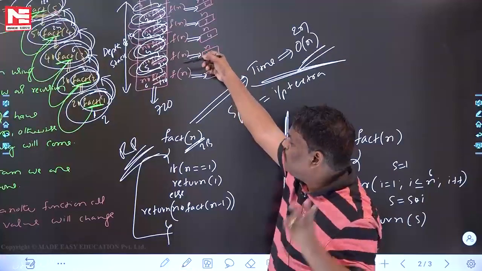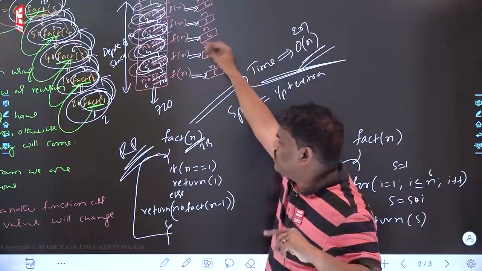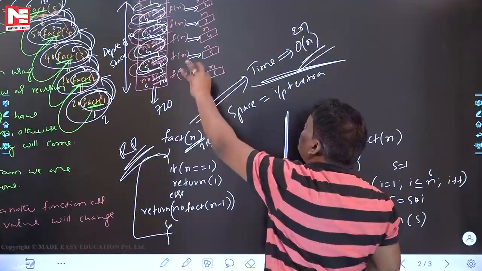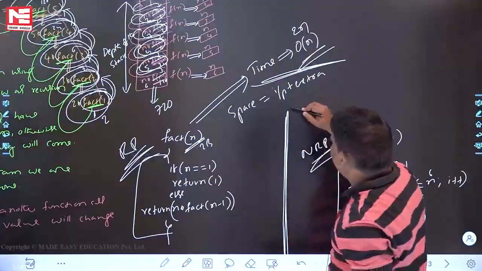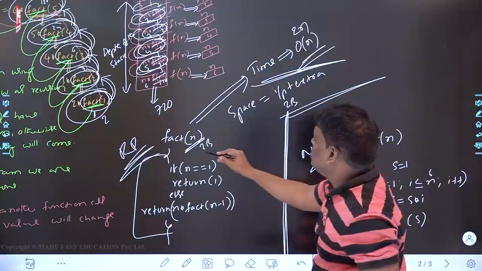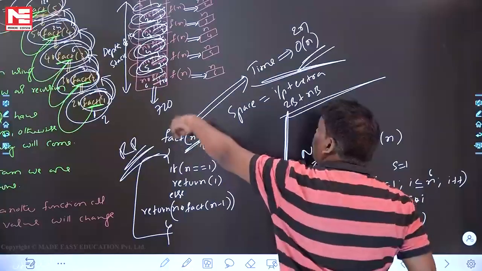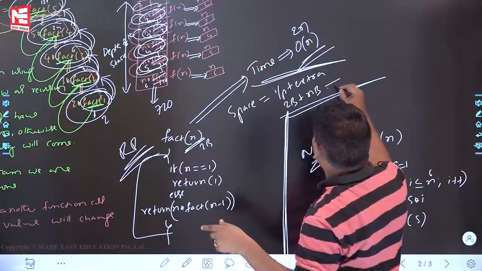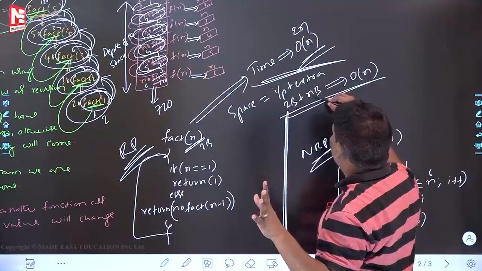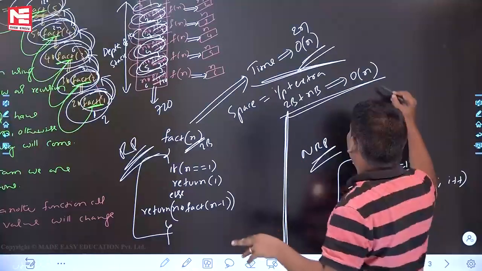Factorial of 6 means 6 units of stack. Factorial of 10 means 10 units of stack. Factorial of n means n units of stack. Assume that each one is 1 unit. So what is the answer? Input plus extra. What is the input here? 2 bytes, integer. Extra? N bytes, because factorial of n means n units of stack required. Big O of n. 2 bytes and n bytes. Finally, n plus 2 bytes. Forget about 2, it is a constant. Byte is a unit. Finally big O of n.